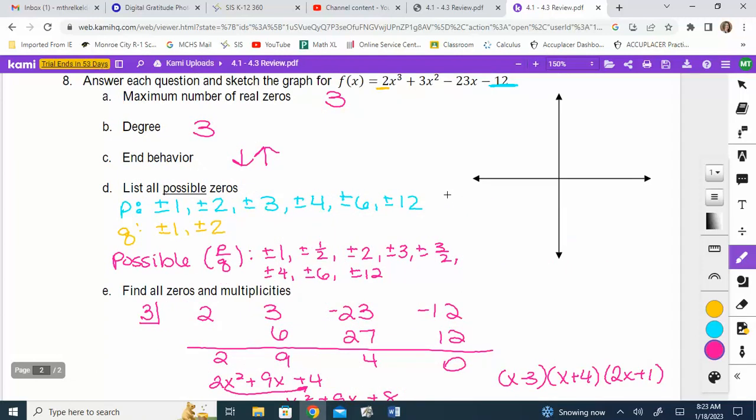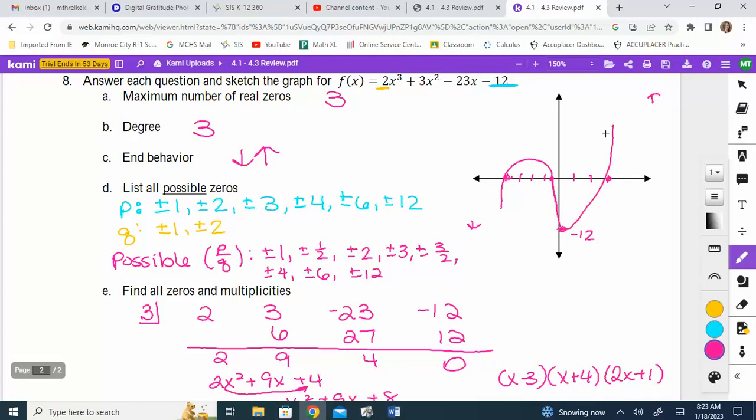So my zeros, we have 3, negative 4, negative 1/2. My y-intercept, did we say negative 12? Okay. And we said our end behavior should start down here and end up here. We're going through all the zeros, so we should start, go through, come back.